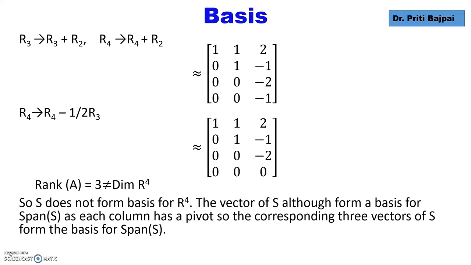Now, the vectors of S, although they do not form a basis for R4, form a basis for the span of S. The three vectors which have the pivot will be the basis for the span of S.